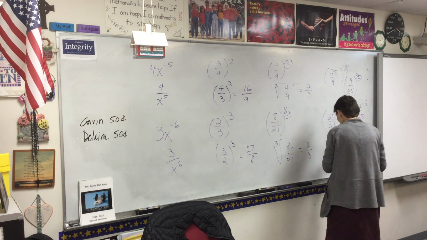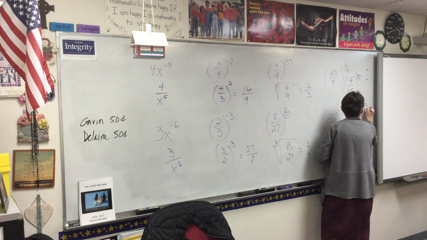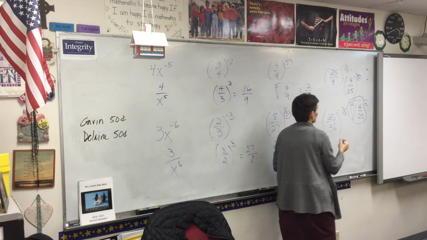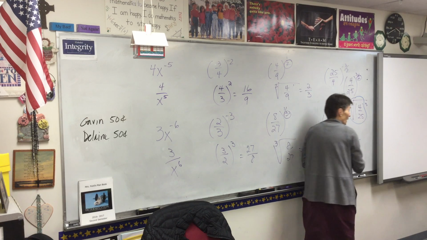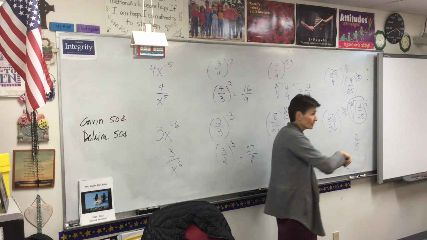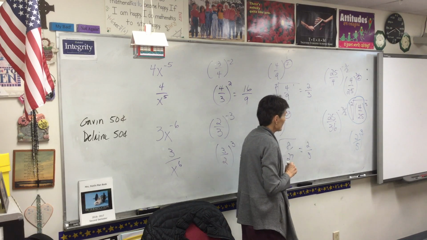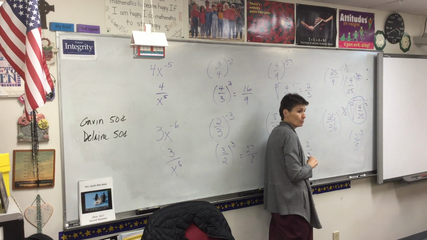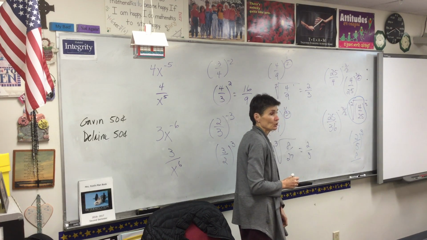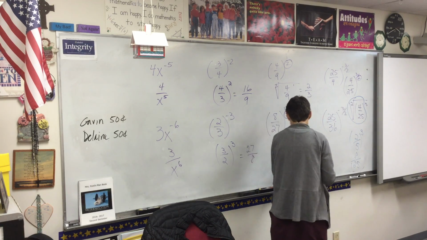Well, wait a minute. Let's do this part first. What's the square root of 4/25? 2 over 5, right? Now what do we still need to do? Cube it, right? It's a cube. So the answer is 2 cubed, 8, over 5 cubed, 125. Now that's a tough one.